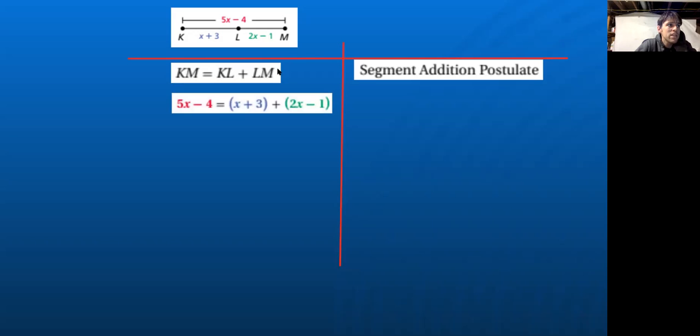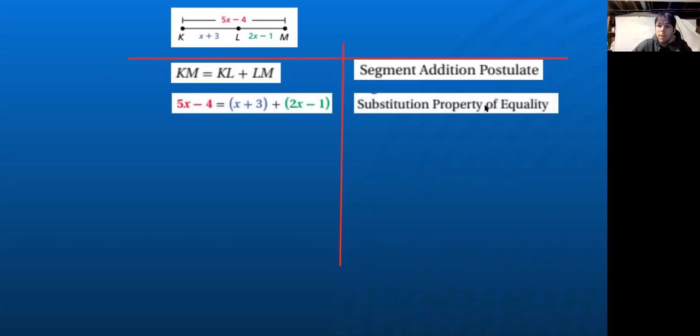So I'm actually going to put some lines here and make this using our 2-column proof structure. So we have our work over here on the left and our reasonings over here on the right. From there, we can make a substitution. We have expressions that represent all of these different segment lengths, and that's using the substitution property of equality. We know that KM is 5x minus 4. We know KL is x plus 3, and we know LM is 2x minus 1. So we now have an equation for ourselves.